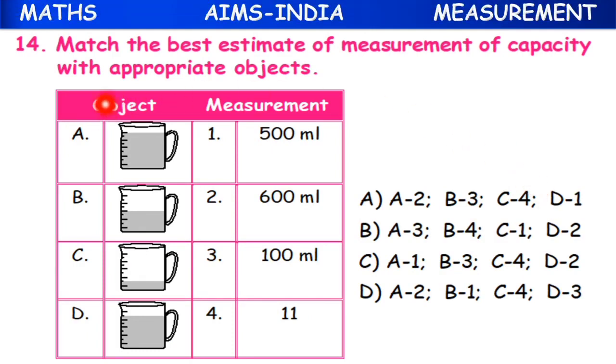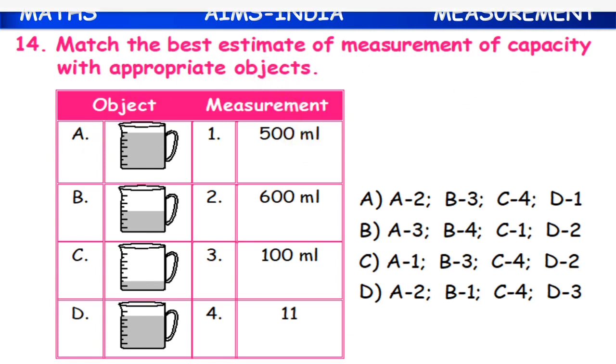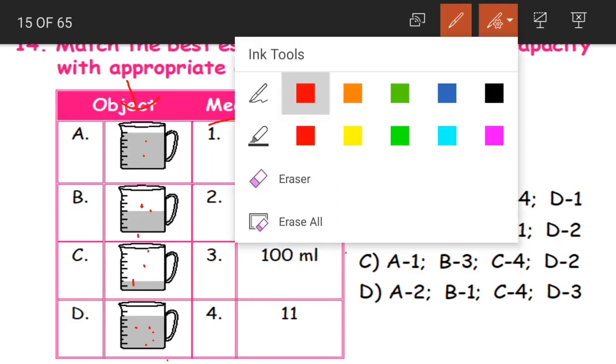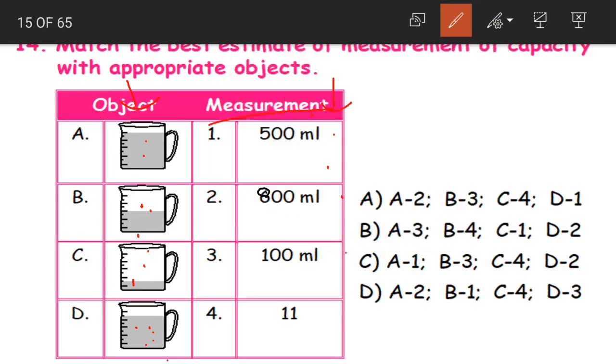Coming to question 14. Which match the best estimate of measurement of capacity with the appropriate objects? With the appropriate objects, children. Here let me make it as 800. Okay. Now here what do we have? In the objects we are having measuring jugs with different quantities of liquid in it, and then in the column measurement we are having different measurements given. This is 1 liter. Option D is 1 liter, 1 L.